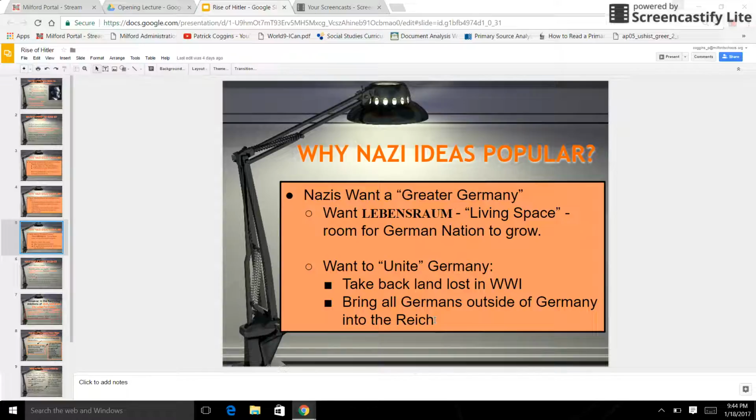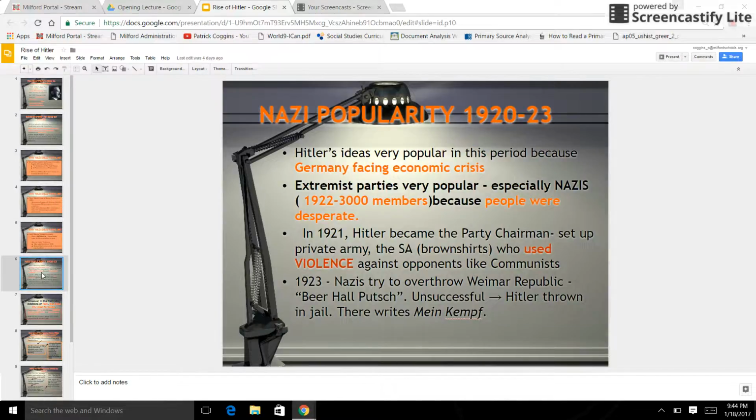And they also wanted to unite Germany, with a call to take back the land that was lost after World War I, such as the Saar region or the region known as the Rhineland that their military could not go into. All of these reasons appealed and made the Nazis very popular. Okay.